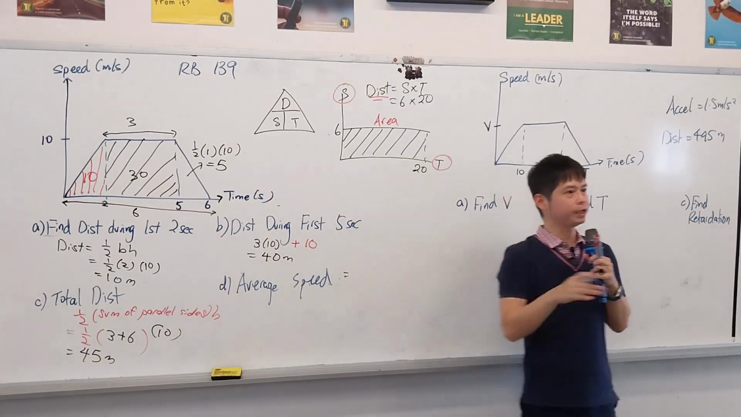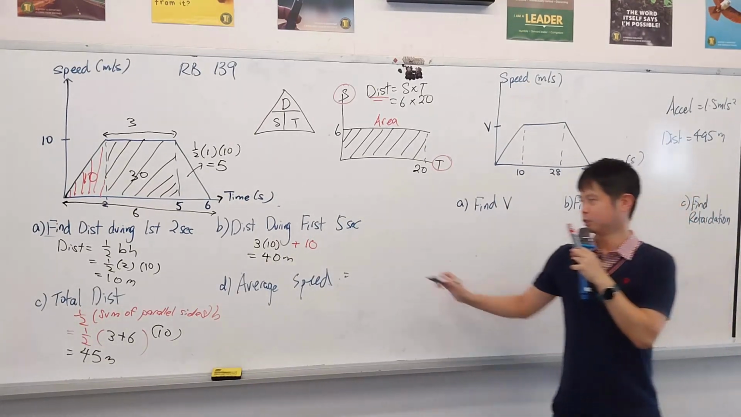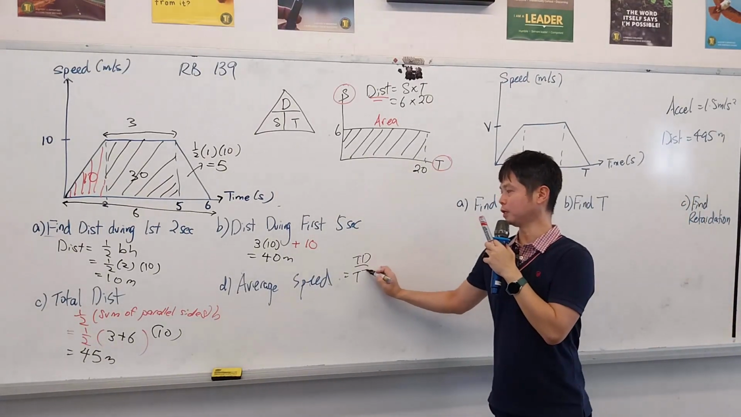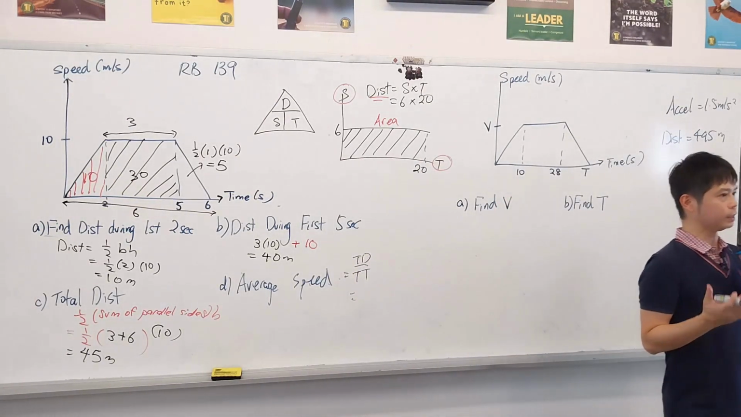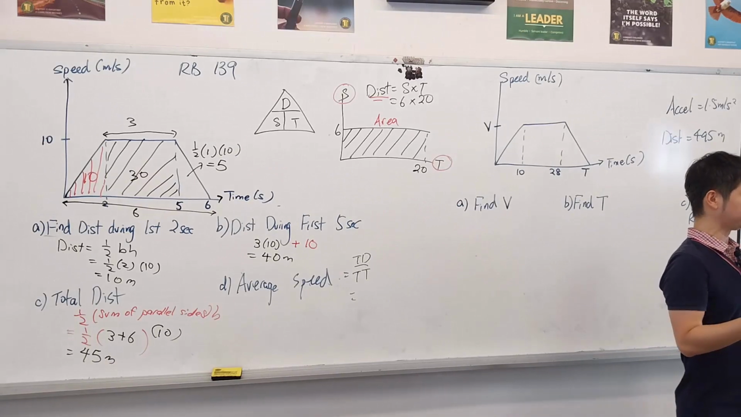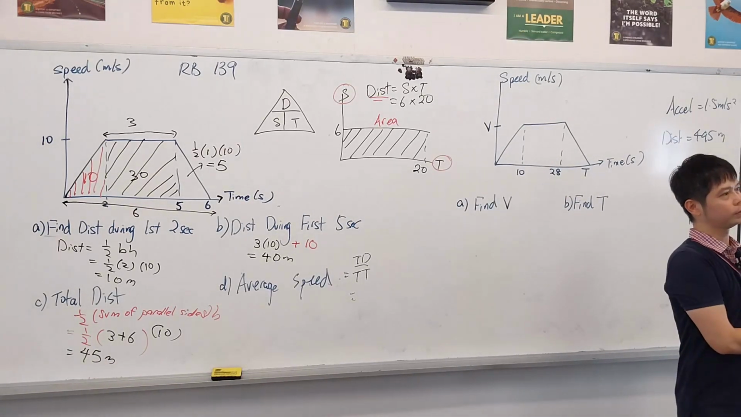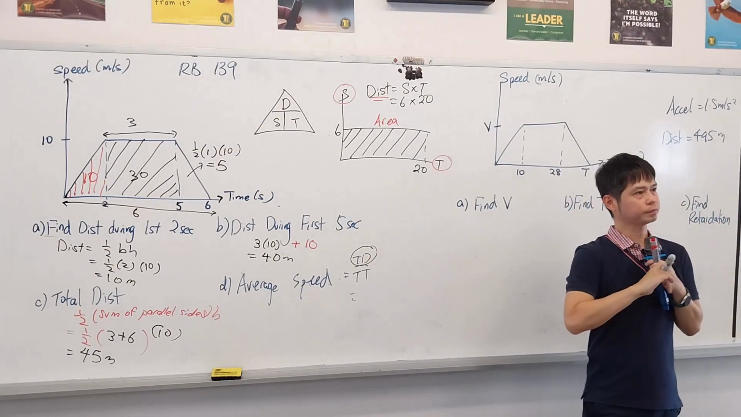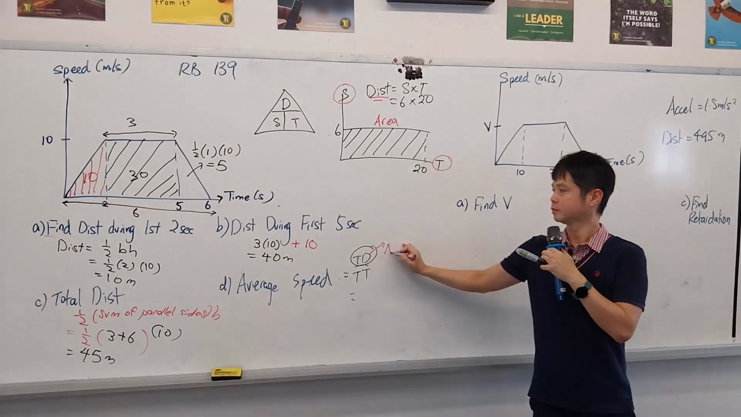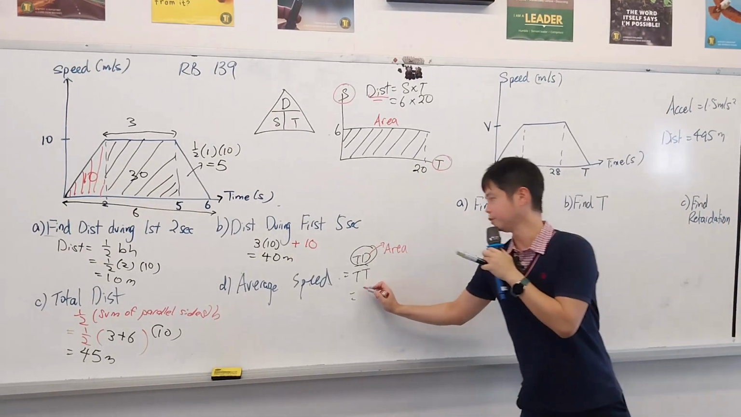Okay, the last part, average speed. What's the formula from the previous lesson? Total distance over total time. In the exam, the question will be very difficult if they ask you to find average speed straight away. You have to find the total distance yourself. How do I find the total distance? It was the area, right? What was the total area? 45.